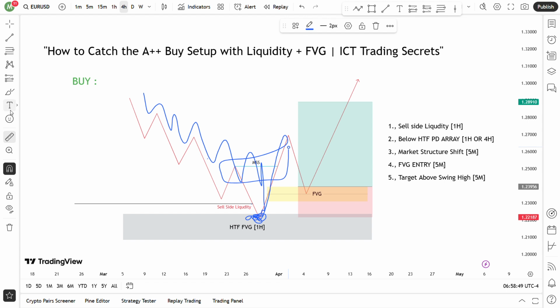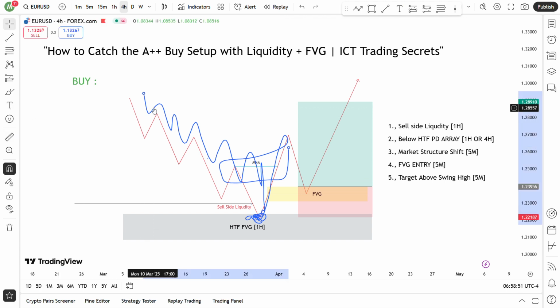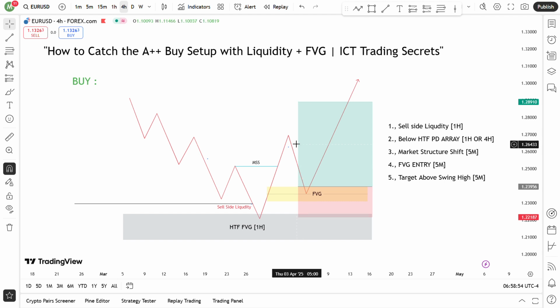So I think you understand. If you have any doubt in this, you can ask me. Okay, guys, the first step is sell side liquidity. After that, we need a higher time frame PD array, which is a fair value gap, order block, or breaker block.